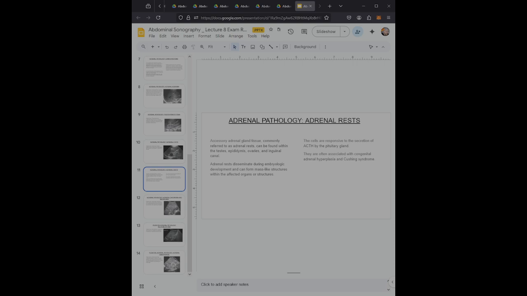Adrenal rests. Accessory adrenal gland tissue can be found within various anatomical regions such as the epididymis, the ovaries, and the inguinal canal. Adrenal rests disseminate during embryological development and can form mass-like structures within the affected organs, and they are often associated with congenital adrenal hyperplasia.